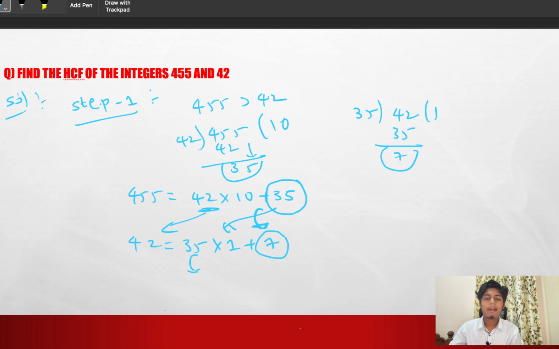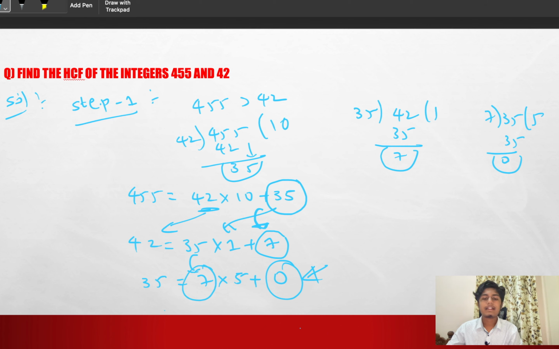So the next step is we consider 35 as dividend and 7 as divisor. So we get 5 as coefficient and 0 as remainder. Here we arrived at 0 as remainder. So in this step 7 is the divisor, so it becomes the HCF of the two numbers 455 and 42. I hope you understand the process.